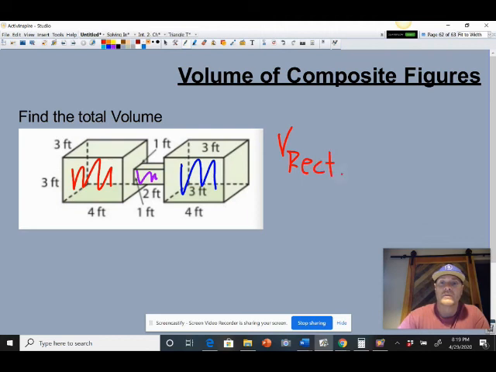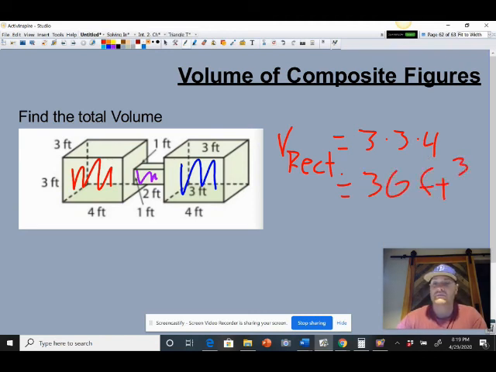Rectangular prism. All right. And it's the area of the base times the height. You should know by now that it's just the length times width times height. So we're going to go 3 times 3 times 4. That should be super easy. That's going to be 9 times 4 is 36. And that is feet cubed. And remember, the blue one is also going to be the same. So we're going to say that's 36 cubic feet.